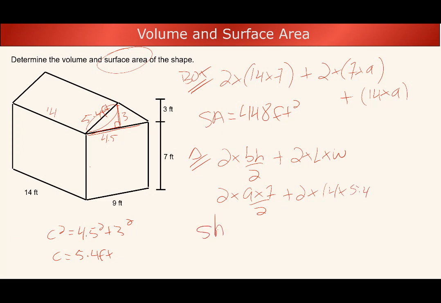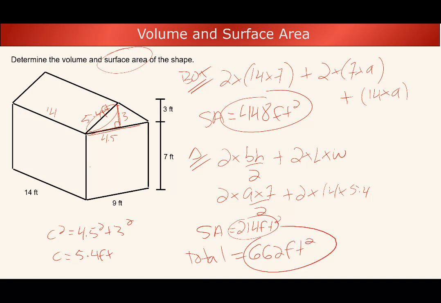If I type all that into my calculator, that'll give me the surface area of that triangular shape. We're not going to count the bottom because it's not exposed. So away we go. 2 times 9 times 7 divided by 2, 63, plus 2 times 14 times 5.4. And it gives me 214 square feet. Got to take that, add it to that 448, and it gives me 662. So my total surface area is equal to 662 square feet.